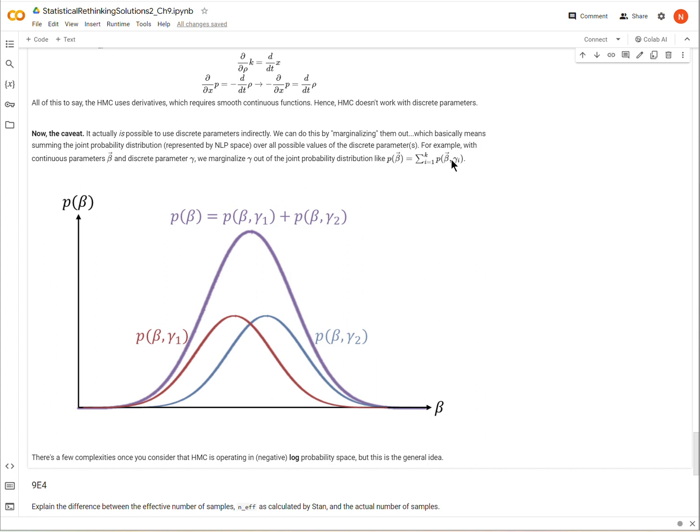Again, we have the joint probability distribution, we sum across the discrete parameters, and what we get is the distribution of just the continuous parameters. Here I have two distributions for beta, when gamma is at its first value and when gamma is at its second value. Marginalizing them out is just summing them together like this. Now we have one distribution for beta that has incorporated all values of gamma. Okay, we'll call that good.